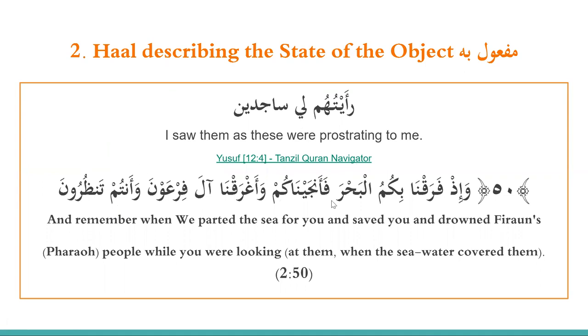So these two examples are showing the condition in which Haal describes the state of the object, maful bihi. Okay, you got it? So here, Sajidin is describing whom, and Antum Tanzurun is describing what they were doing, kum.